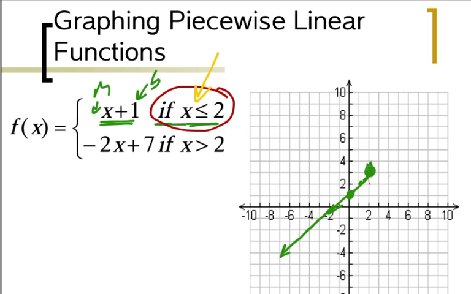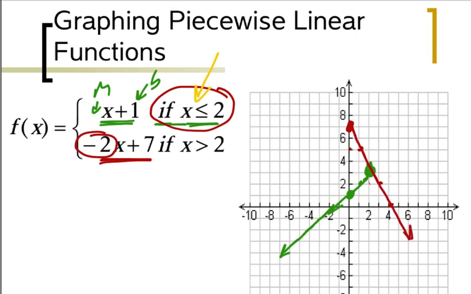So now I translate to my second graph, which means that I start at positive 7. So I start at 7, right here. And I go ahead and go down 2 over 1. So from there I go down 2 over 1, down 2 over 1, down 2 over 1, down 2 over 1. And I would continue to go down 2 over 1 forever.